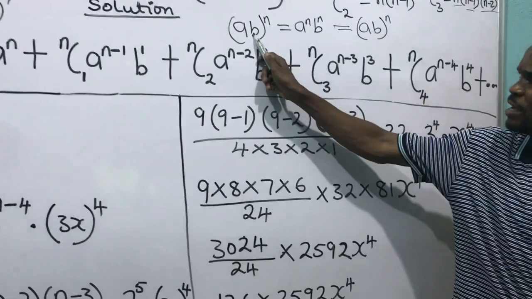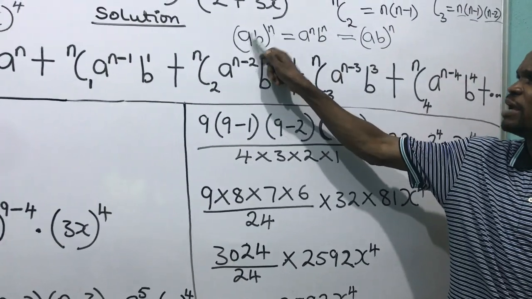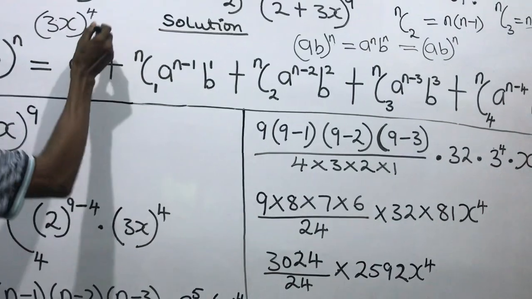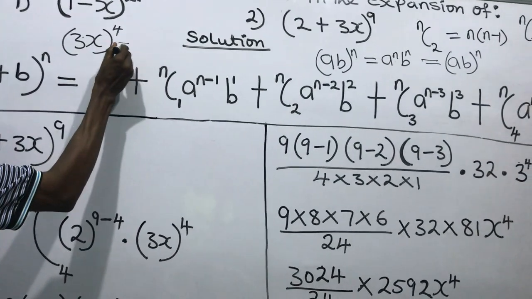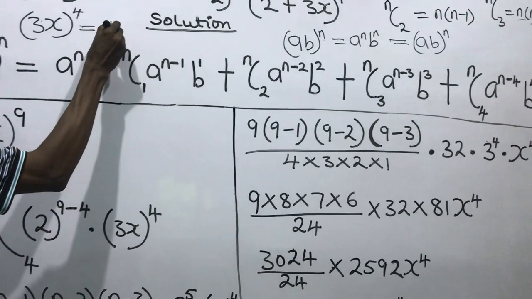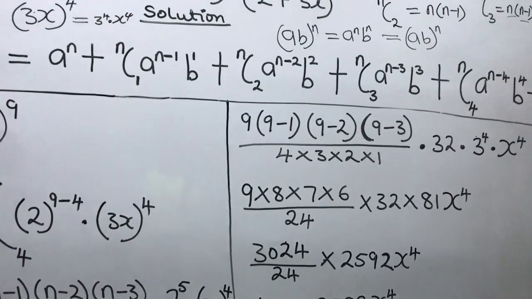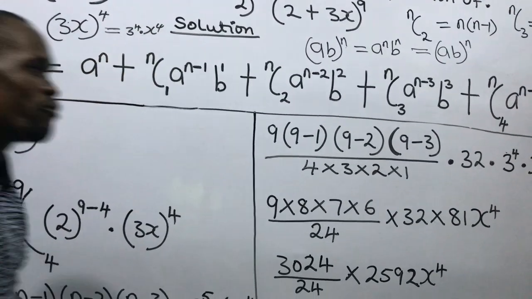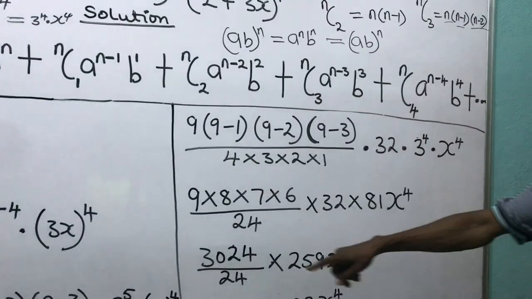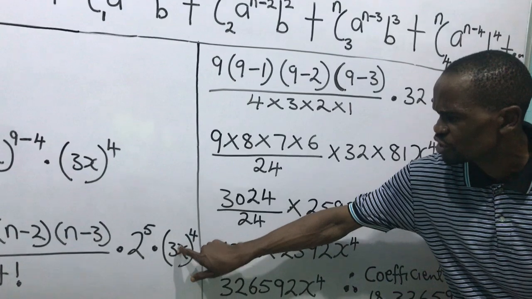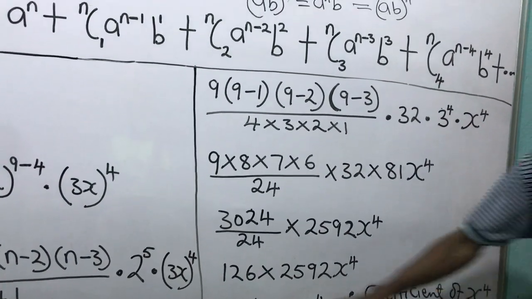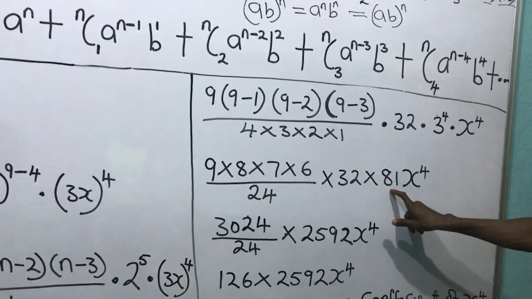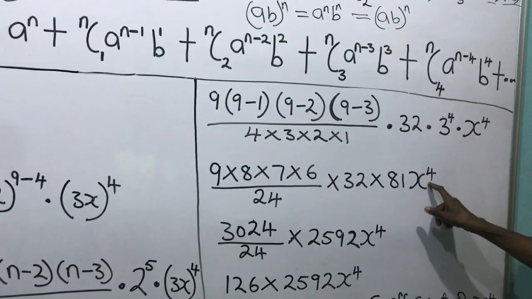Then this (AB) all raised to the power n, if I open this bracket, becomes A raised to the power n and B raised to the power n. Therefore, if I apply it here, it will be 3 raised to the power 4 dot x raised to the power 4. That's what we have here. Then 3 raised to the power 4 will give me 81, and x raised to the power 4. Opening the bracket becomes 3 raised to the power 4 and x raised to the power 4, and 3 raised to the power 4 gives me 81 x raised to the power 4.